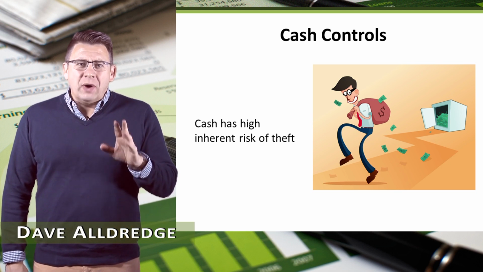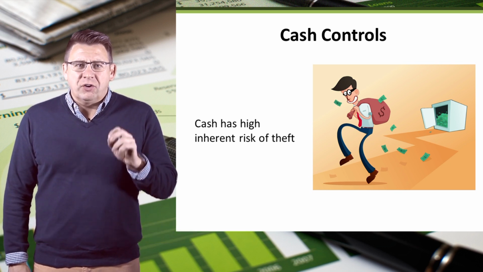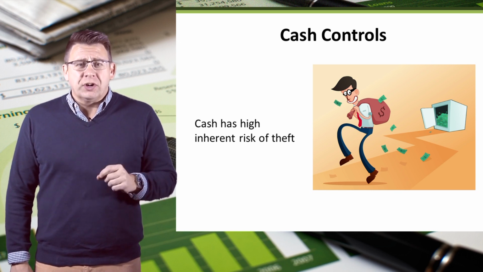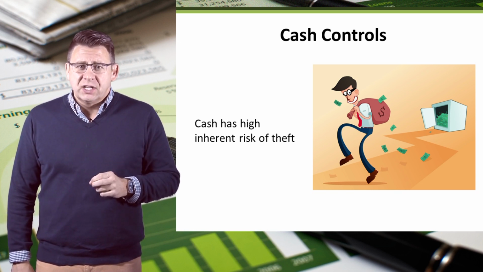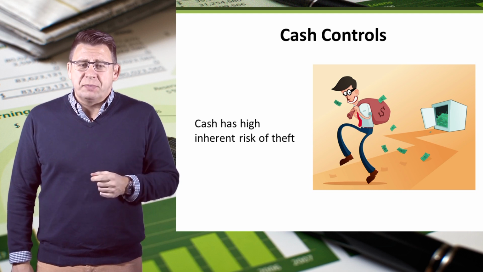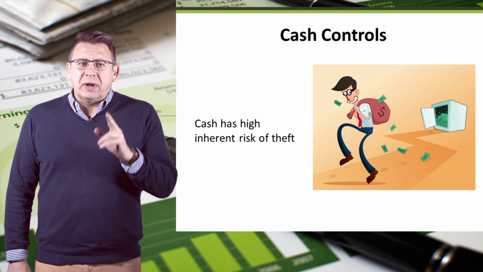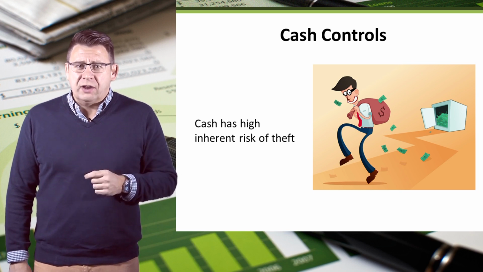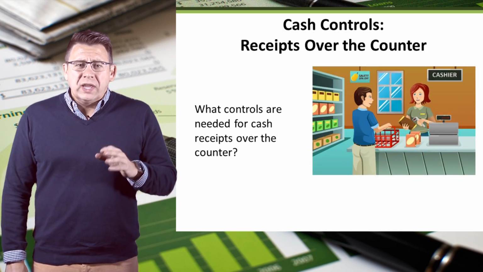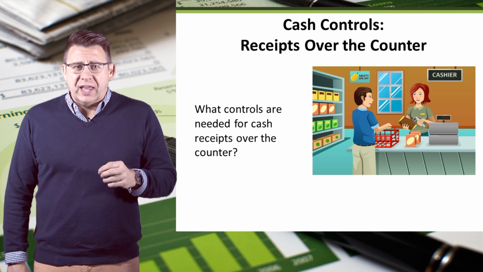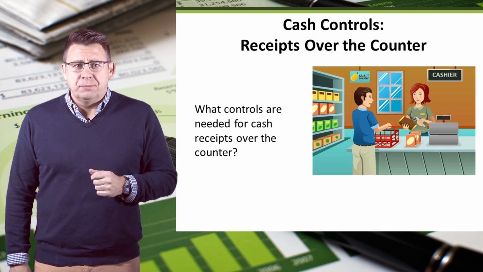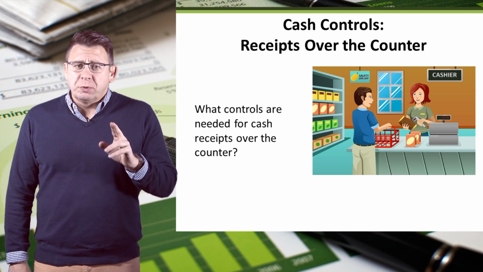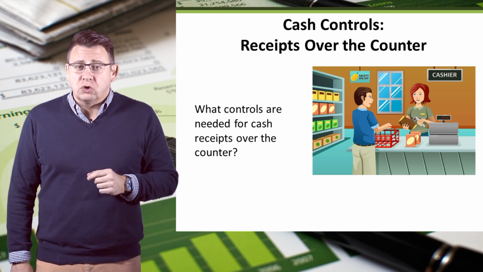There is no asset with higher inherent risk of theft than cash. Because of this, it is important to have strong internal controls in place to protect cash receipts and payments. Let's start by looking at the controls over cash receipts over the counter. When companies sell goods for cash over the counter, like in a retail setting, they are at risk of theft. In order to prevent this, they use the following control procedures.